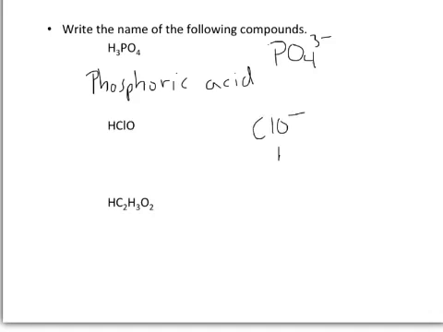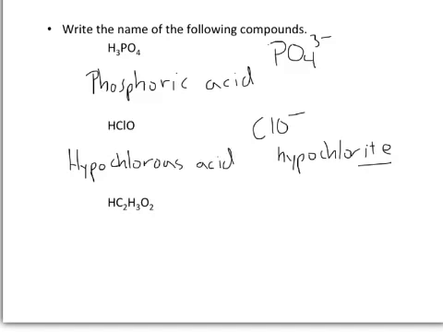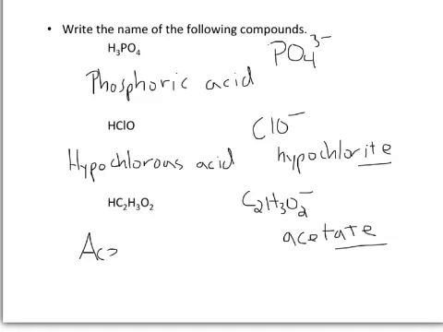And the next one, our polyatomic ion, is ClO-. This is hypochlorite. So the ITE becomes OUS. So this is hypochlorous acid. All right, and then finally, we have C2H3O2-, which is the acetate ion. So ATE becomes IC, so this is acetic acid.